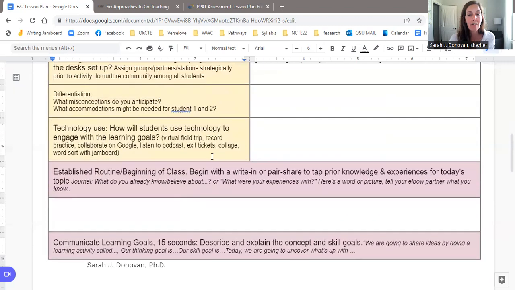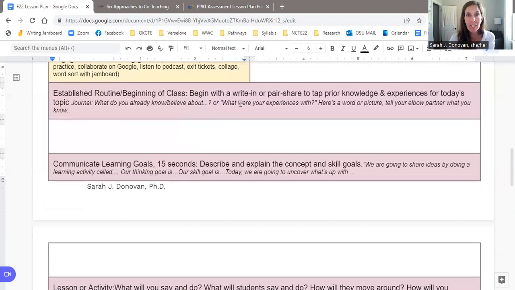And then I've changed colors because now we're getting into the actual lesson plan. So how are you going to begin? Remember, I have things in here to help you with your analysis. As a routine, we want to begin class in a similar way. We begin with a write-in, or a pair share, or a read-in, or a video or a viewing or a guided activity, however you're beginning as a routine, so students know what to do when they come into the classroom.